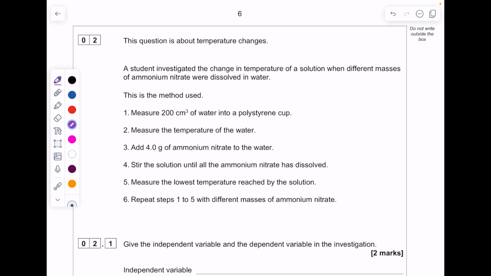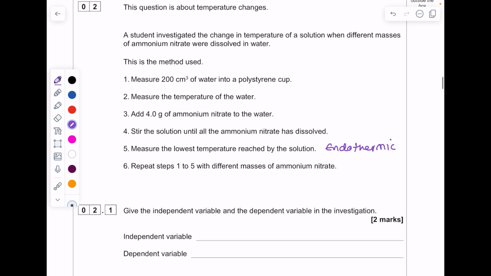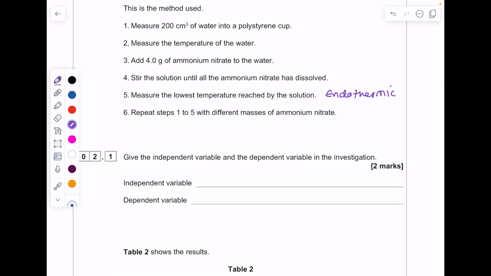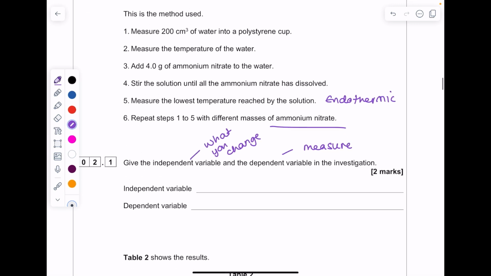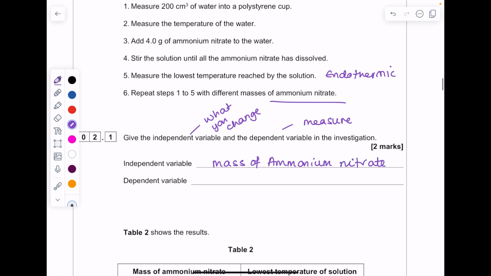Okay, because the temperature's gone down, I'm just going to make a note there. It's obviously an endothermic reaction. It's taken in heat energy. Give the independent variable and the dependent variable. You must learn your variables. Your independent variable is what you change, and your dependent variable is what you measure. So check the methodology. We're using different masses of ammonium nitrate, so that's our independent variable. And then what's our dependent variable? What are we measuring? The lowest temperature reached.